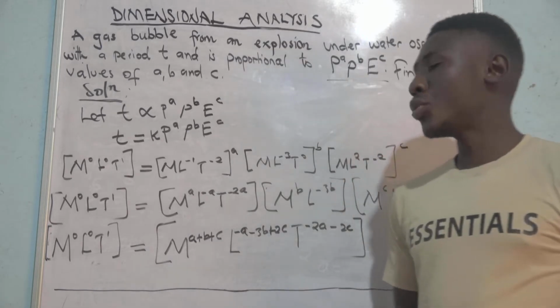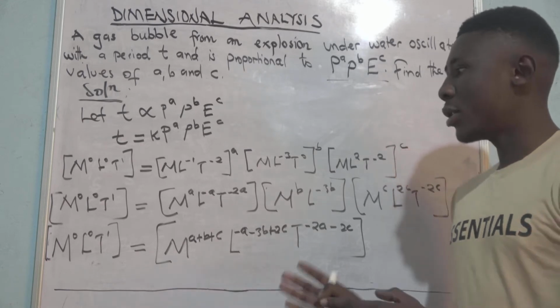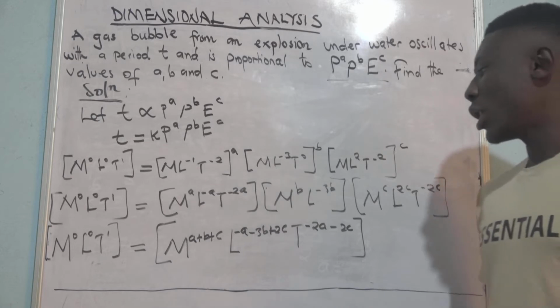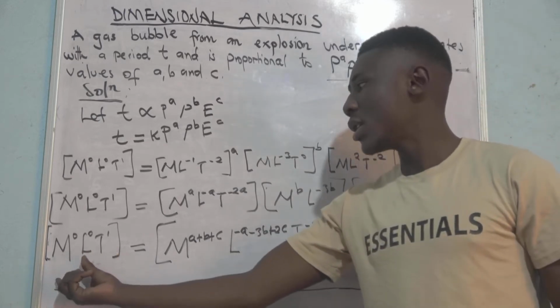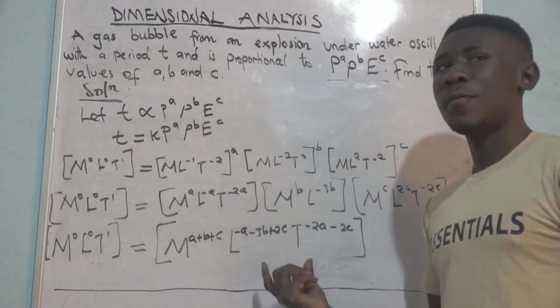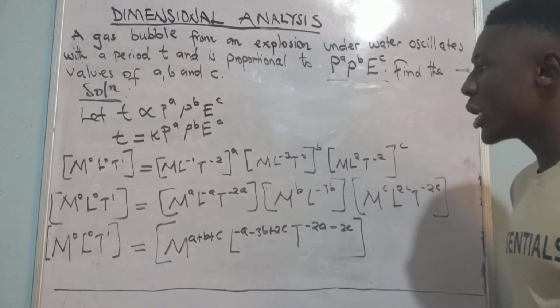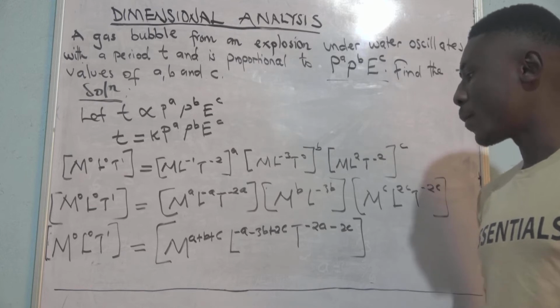Now we go to the principle of homogeneity, which says that if you have an equation, what is on the left hand side is supposed to be the same as what is on the right hand side. Meaning that what we have on this side dimensionally is the same as what is on the other side. If this is the case, that equation is correct, or said to be dimensionally consistent.